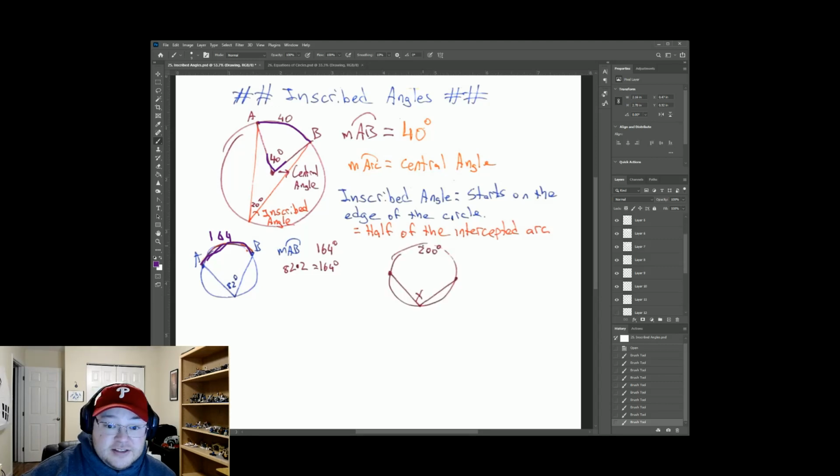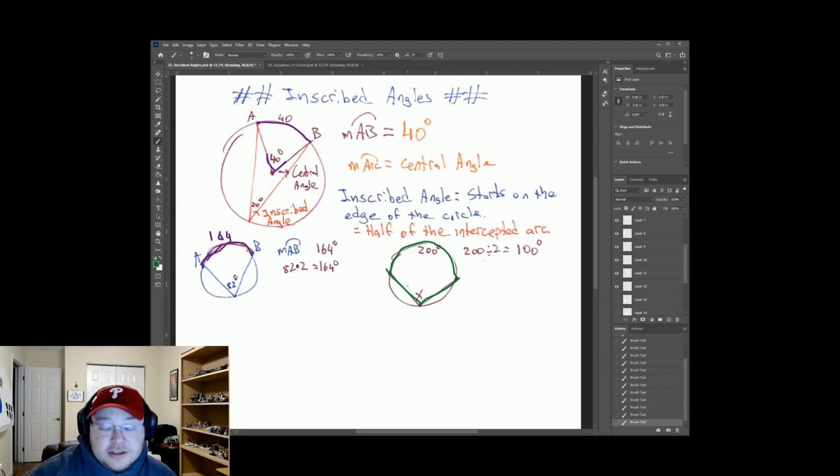Right? So if this is 200, you know x. And when I say the intercepted arc, I'm literally just talking about, this goes from here to where it touches on the other side, 200 degrees. So we know that since it's half of the intercepted arc, you're just going to divide it by 2.